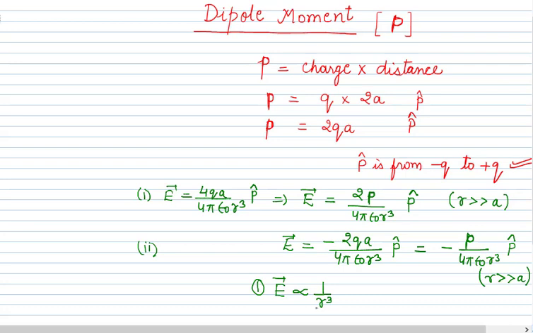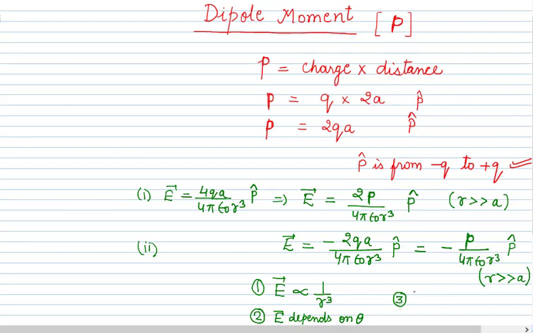So whenever there is a dipole, the electric field varies with the inverse of cube of the distance. Second point, E depends on the angle theta also. Whatever is the angle decides the value of E, as you could see in the second case where we took the components. So it depends on the value of cos theta and sin theta. So E depends on theta.